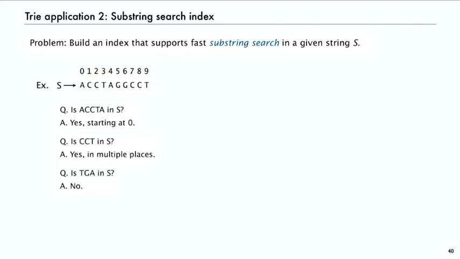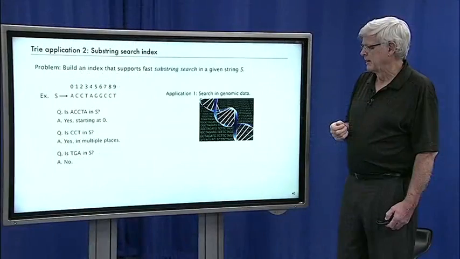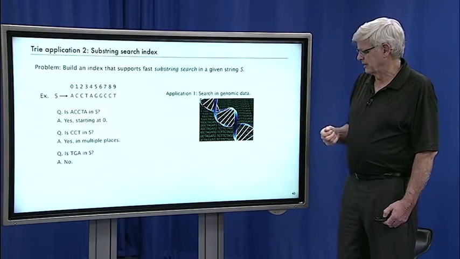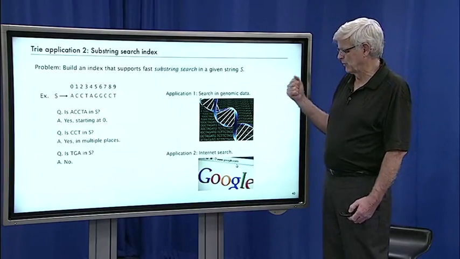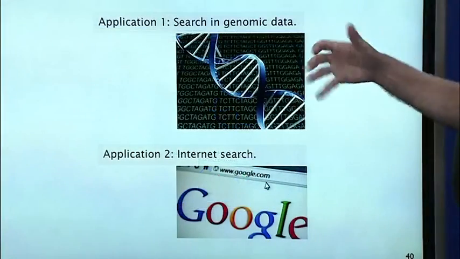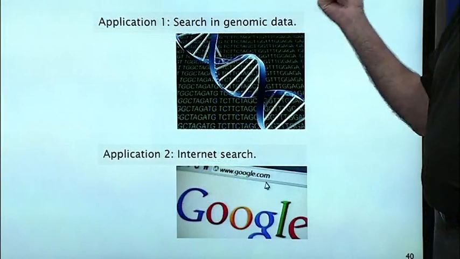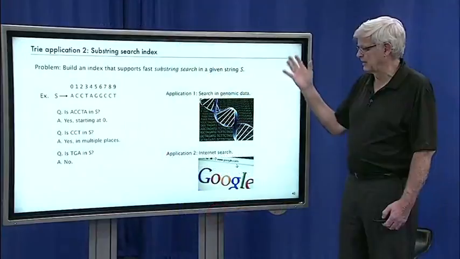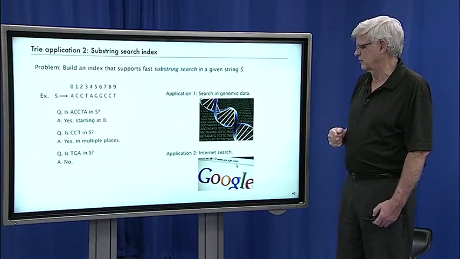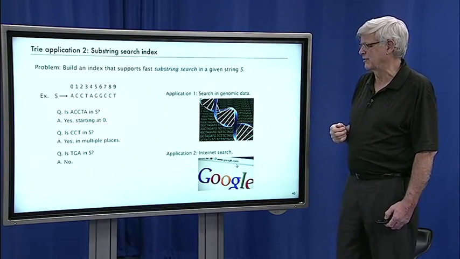So we have a specific string that's huge, and we want to be able to quickly do substring search. There are all kinds of applications in genomics where it's important to be able to do an operation like this quickly. So search in genomic data, and this is also useful in internet search. When you do a Google search, you not only get to the page that you're looking for, but you get context. You get where the substring is in that page, and that uses a data structure like this, and many other applications.